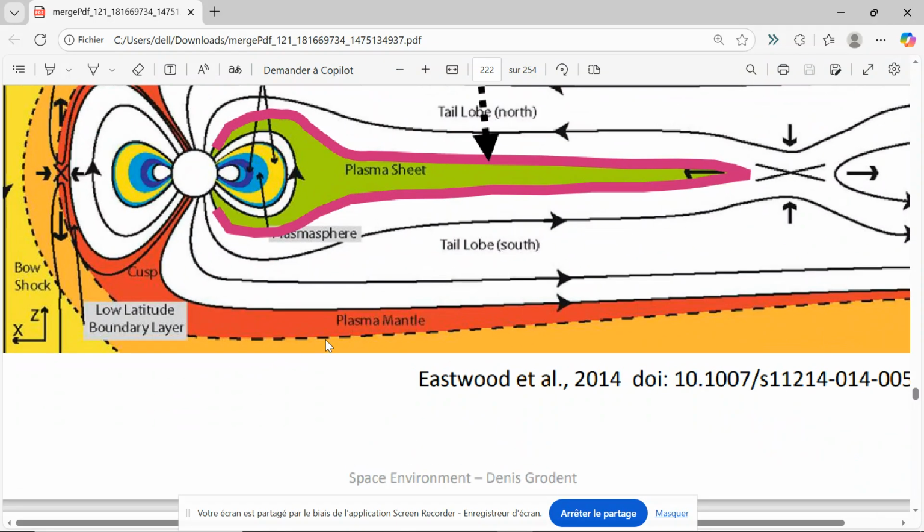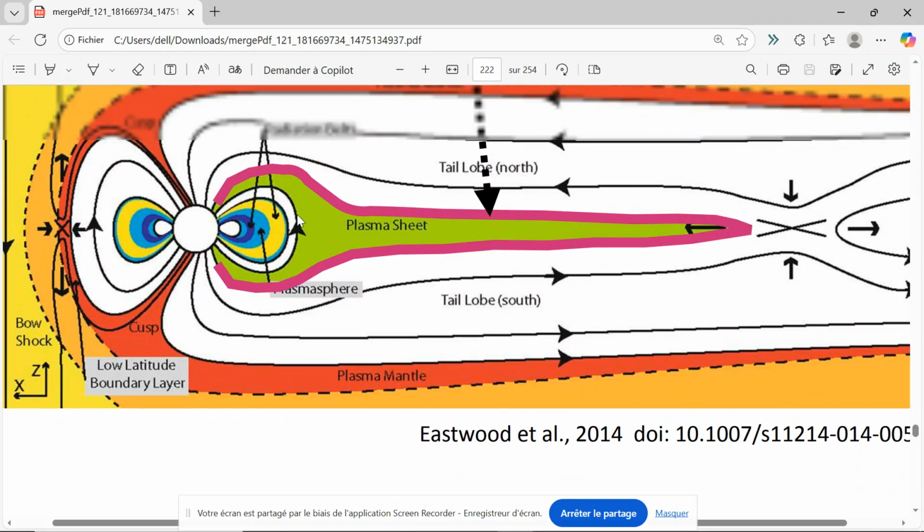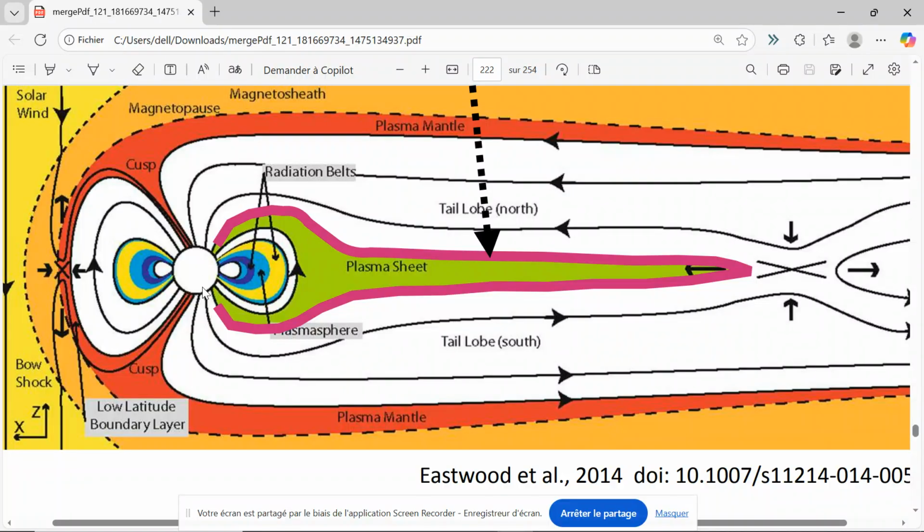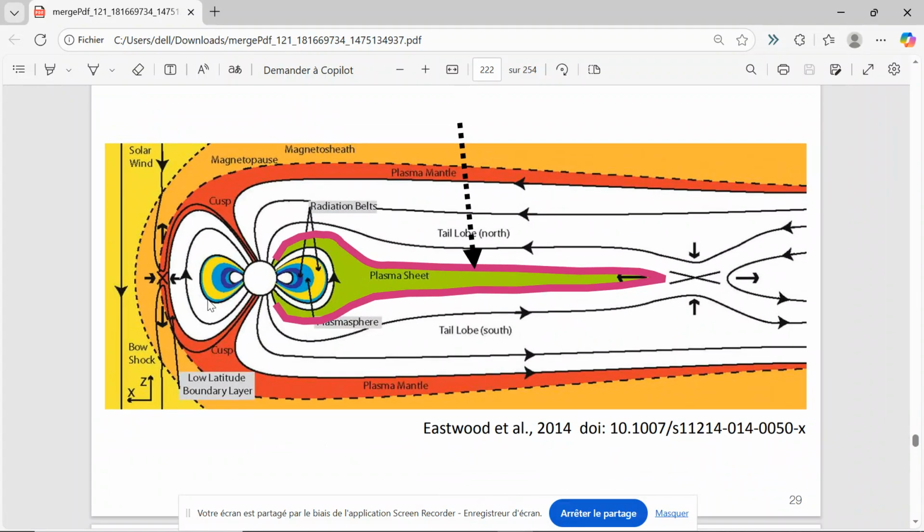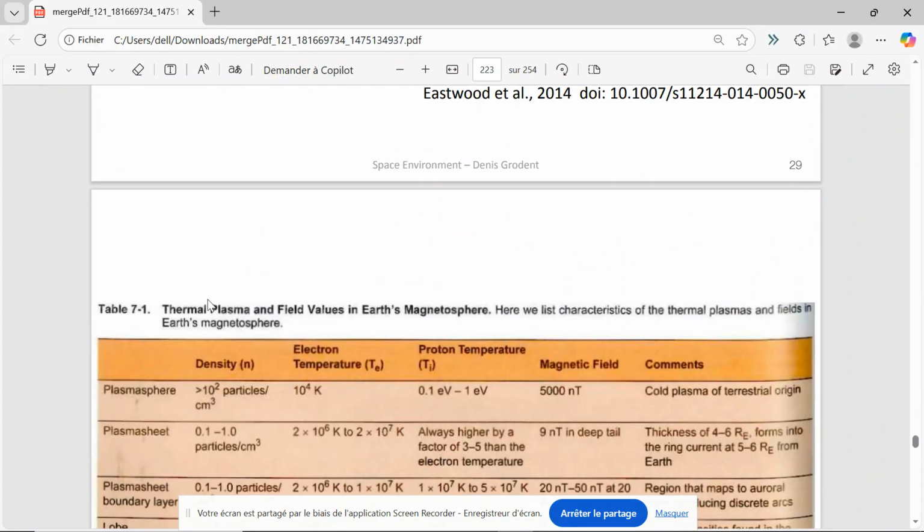So auroras are just plasma leakage into the atmosphere. So they are able to enter inside, so they beat the magnetosphere.